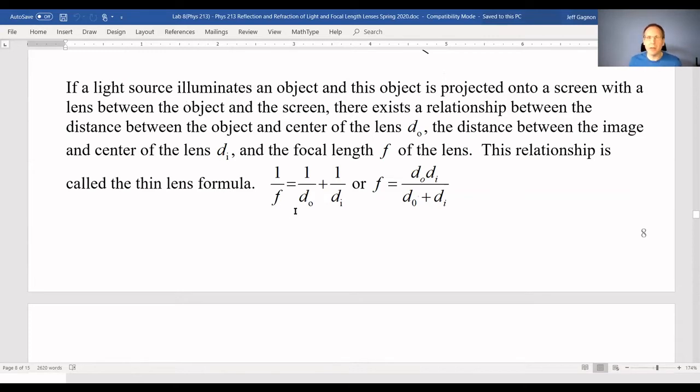You can do this yourself, right? Multiply both sides by the lowest common denominator, which is F times DO times DI. And when you rearrange it, you're going to find that F is equal to the object distance times the image distance divided by the sum of the 2, right? Divided by object distance plus image distance. They're both the same. This is just an easier formula when you're plugging in numbers, if you want to find the focal length. So this is the thin lens formula that relates those 3 variables together.